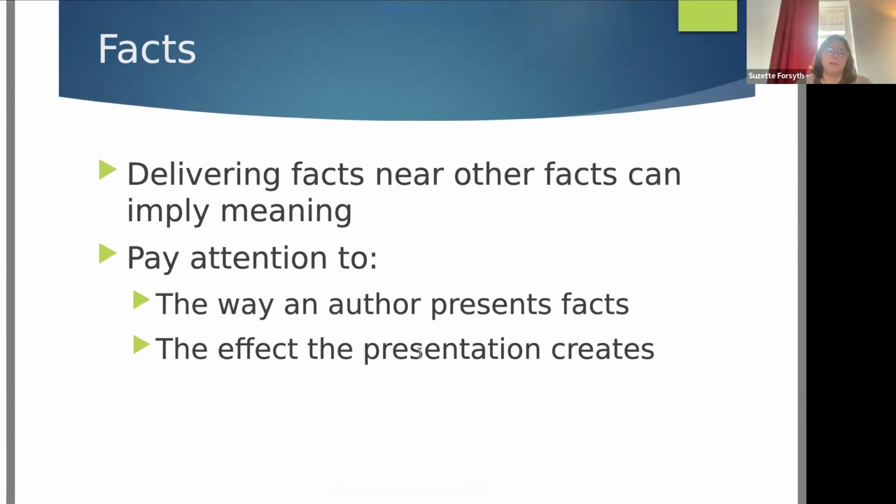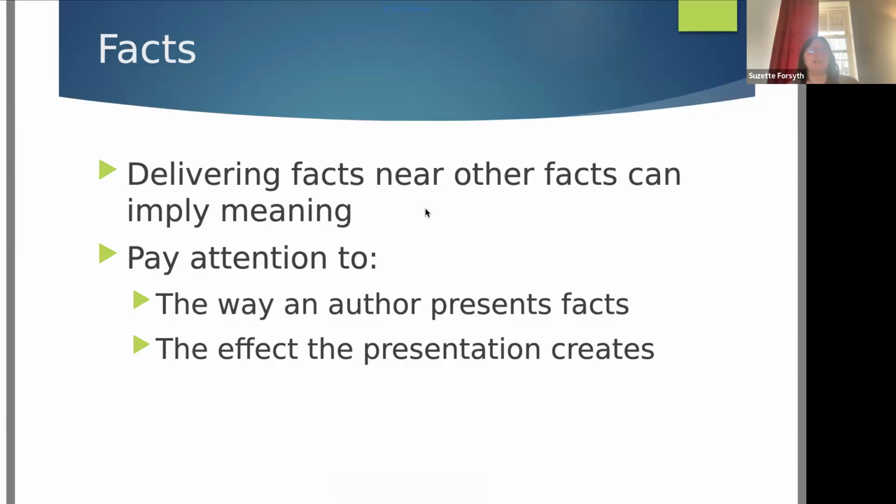So facts can support something the author is trying to imply, right? If they don't say exactly what their position is or why they're using the facts, you have to figure that out. So what are all of these facts adding up to? What are they saying?